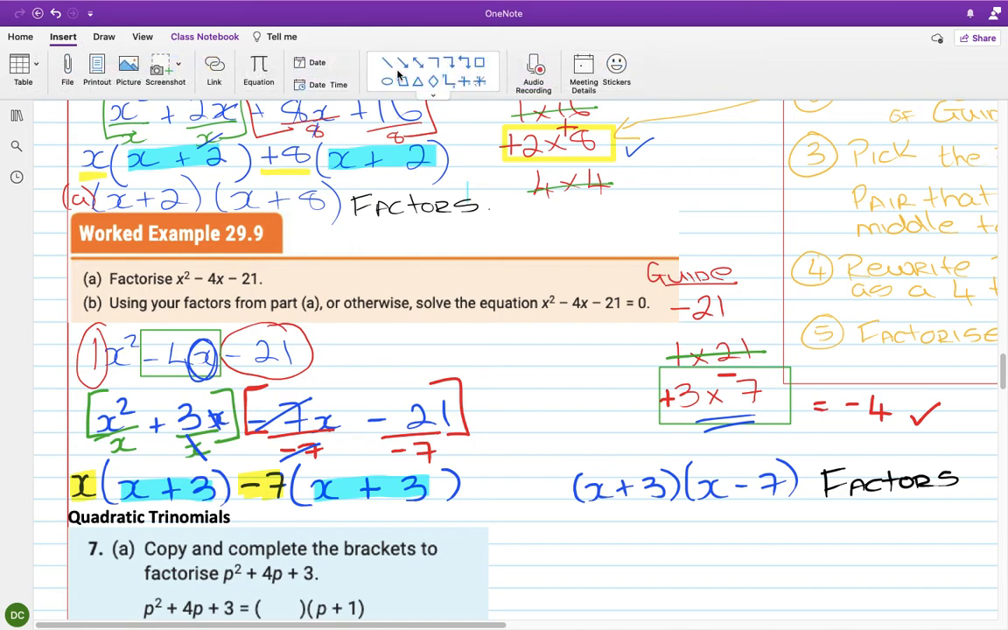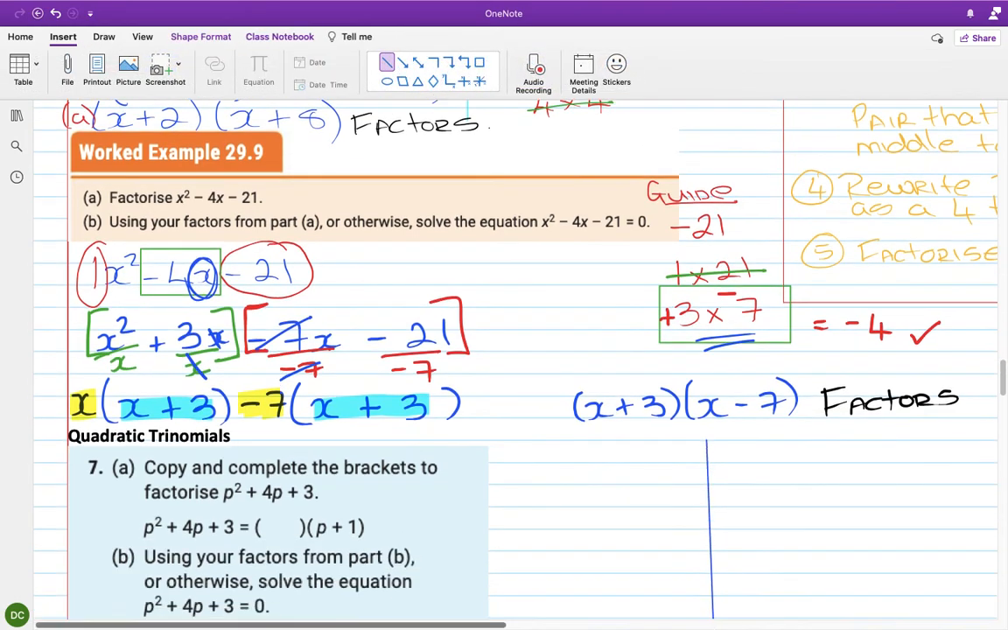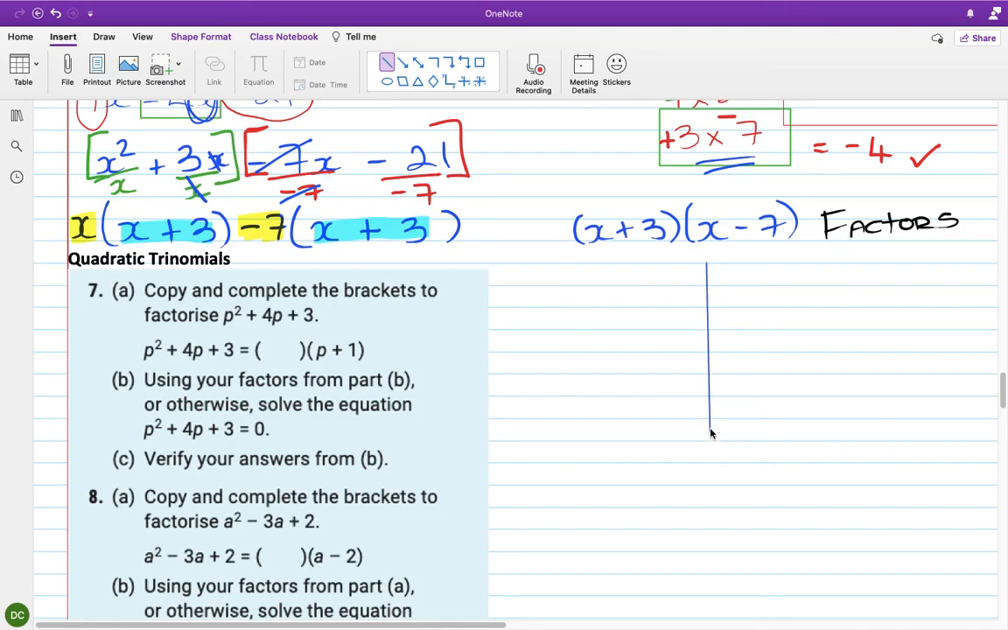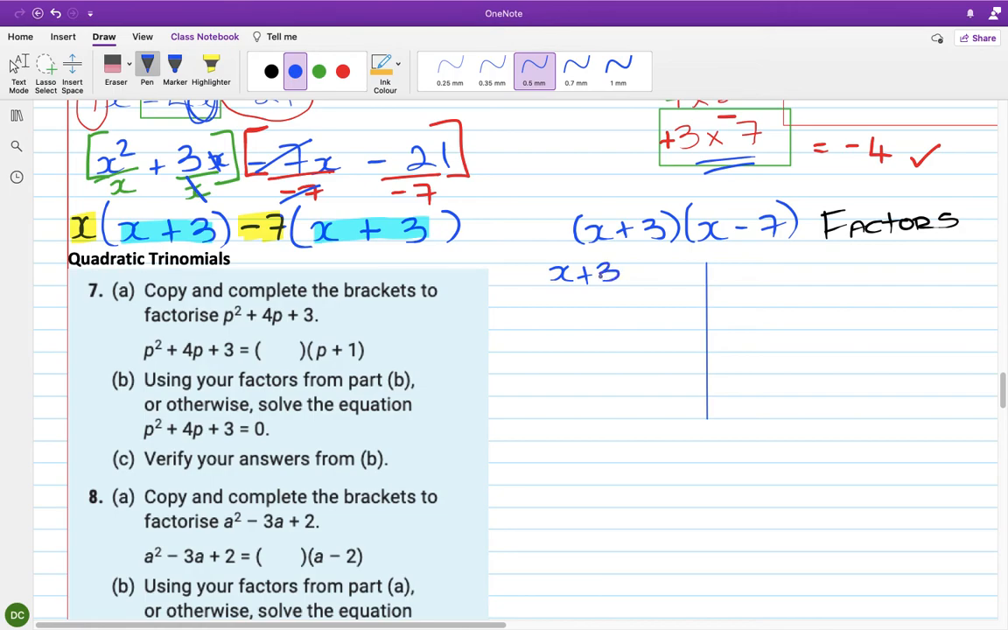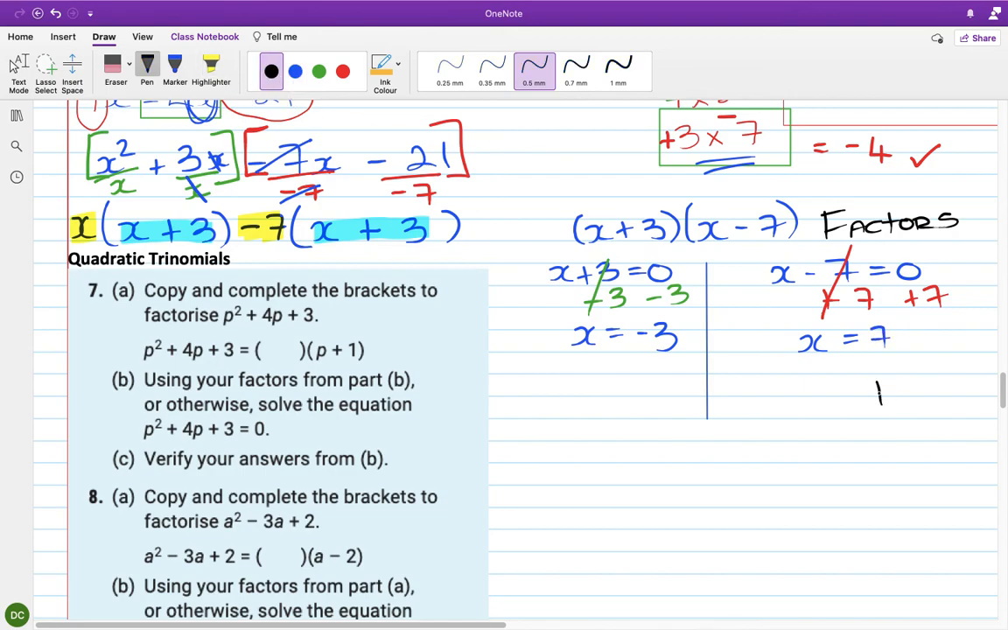So we will split our page. Okay, so I do x plus 3 equals 0, x minus 7 equals 0. Remove the plus 3 with a minus 3 and balance. So x equals minus 3. And remove the minus 7 with a plus 7 and balance that. And I get x equals 7. And they are my roots, and that equation is solved.